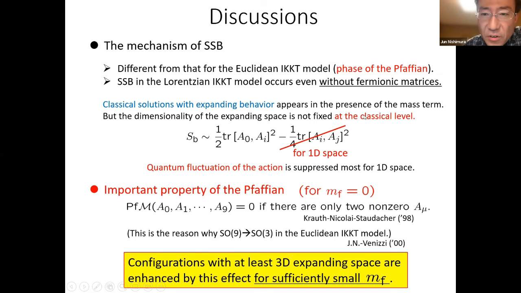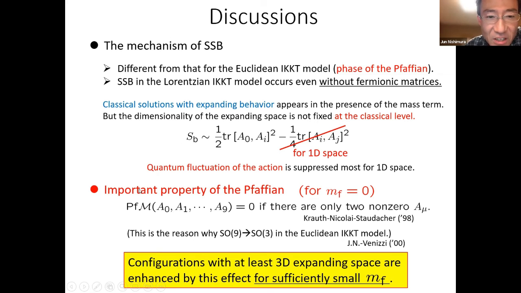So then you have to consider this issue quantum mechanically, and then you have to look at the bosonic action, and you immediately notice that if you have one-dimensional space, this A_I A_J commutator term disappears because only one of them is non-zero. So clearly, quantum fluctuation of the action is suppressed most for the one-dimensional space, and that might be the reason why we get SSB. But then the question is, how can we get three-dimensional space?